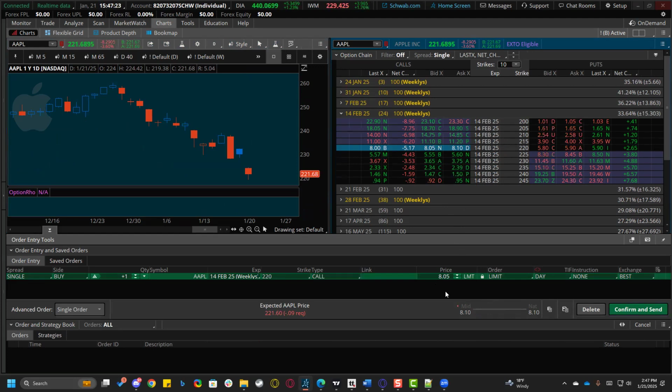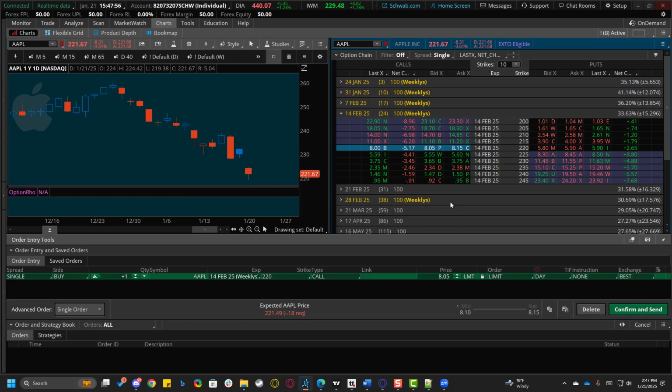Now, there's a couple of ways this can go. Suppose Apple runs up to 240, and I'm going to look to get out of this trade somewhere around $23. Well, if I bought it for 8 and I sell it for 23, then I made $15 in this trade. When I close it, I would get that $23 in premium. It's just another way of saying what it's worth, right? What its options value is.